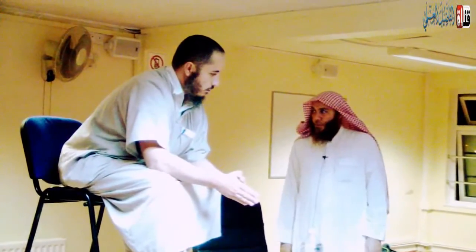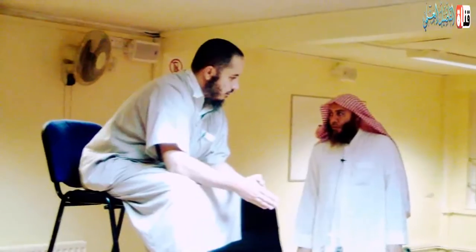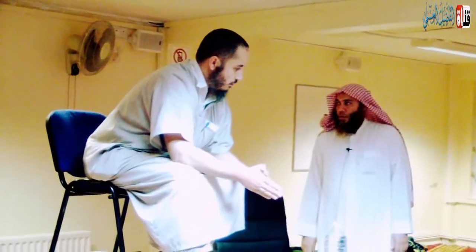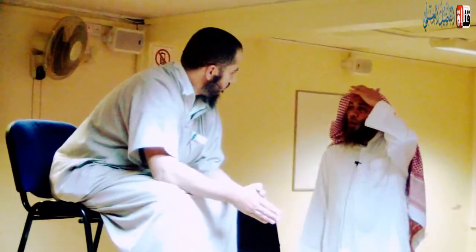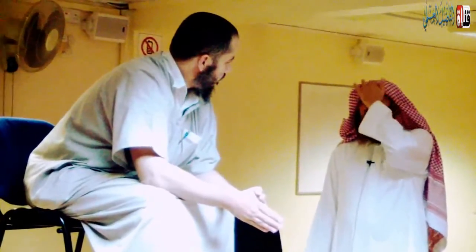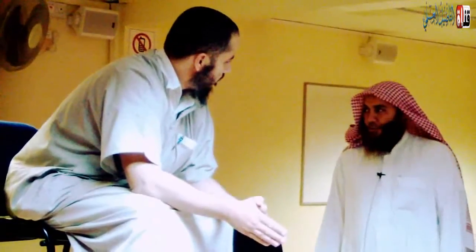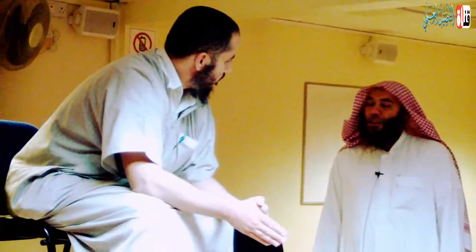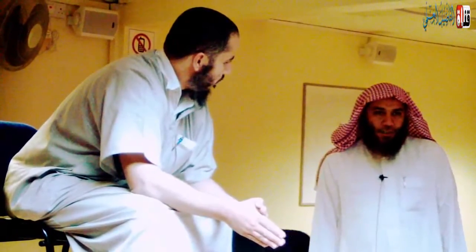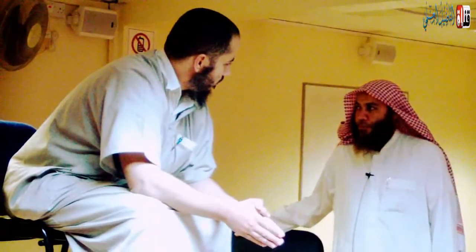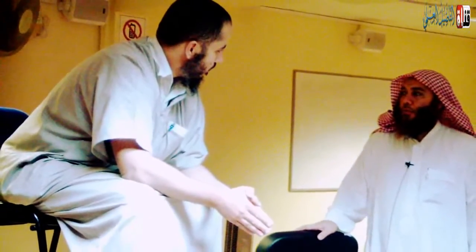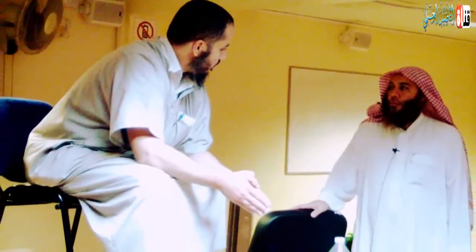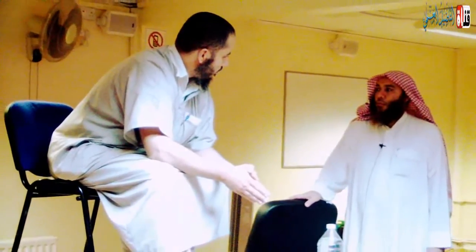So in terms of the length, it is from the top of the head where hair normally grows, or from the top of his forehead, up until the bottom of his chin. This is in terms of the length of his face. From where hair normally grows, the top of the forehead, to the bottom of his chin in terms of length, and then from ear to ear in terms of width.